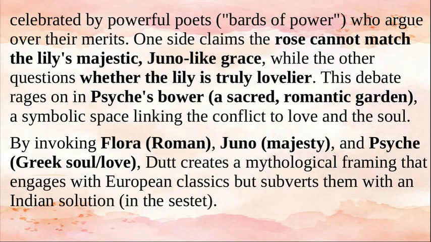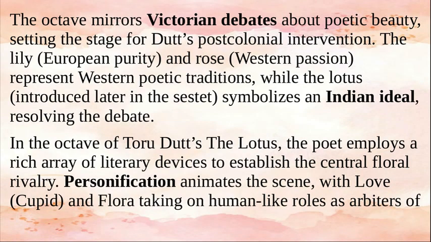Dutt creates a mythological framing that engages with European classics but subverts them with an Indian solution in the sestet. The octave mirrors Victorian debates about poetic beauty, setting the stage for Dutt's post-colonial intervention. The lily, European purity, and rose, Western passion, represent Western poetic traditions, while the lotus, introduced later in the sestet, symbolizes an Indian ideal, resolving the debate.